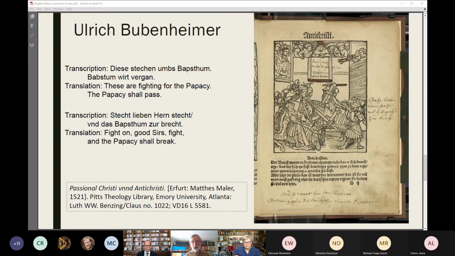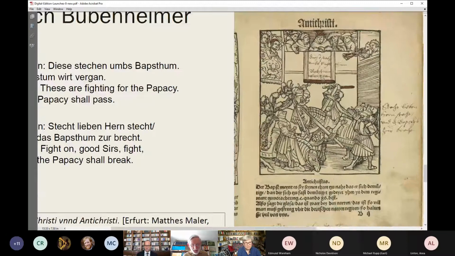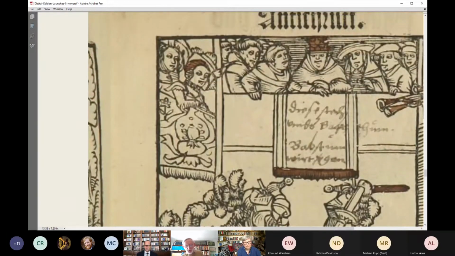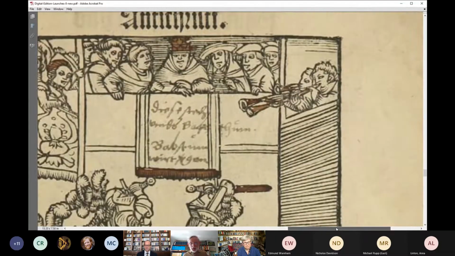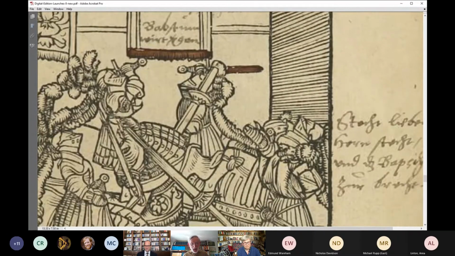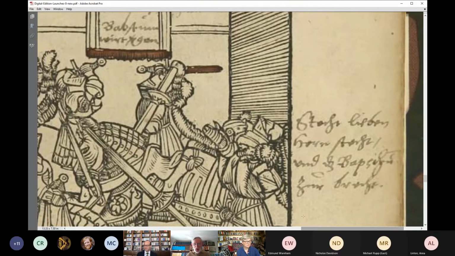The first annotation is "Diese stechen ums Papsttum. Papsttum wird vergehen." These are fighting for the papacy. The papacy shall pass away. Then the anonymous himself enters the scene and cheers on the fighters. "Stecht, liebe Herren, stecht, und das Papsttum zerbrecht." Fight on, dear lords, fight and break the papacy.